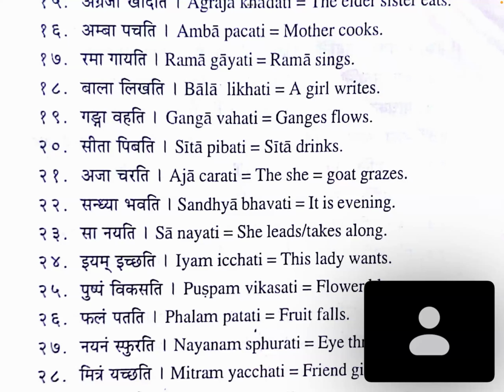Sandhya bhavati. It is Sandhya, evening. See in this word, nakara and dhakara, two letters are attached to yakara, and then akara is coming. So san, dhya. Sandhya. Conjunct consonant. Okay. It is evening. Yeah. Next. Sa nayati. She takes along, or she leads along. Okay.